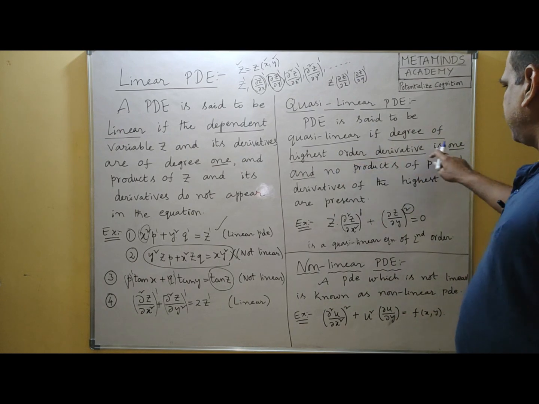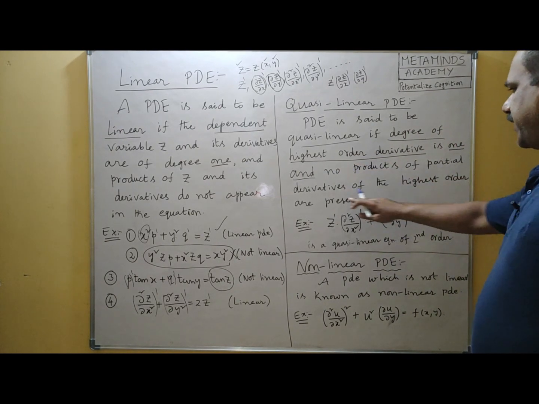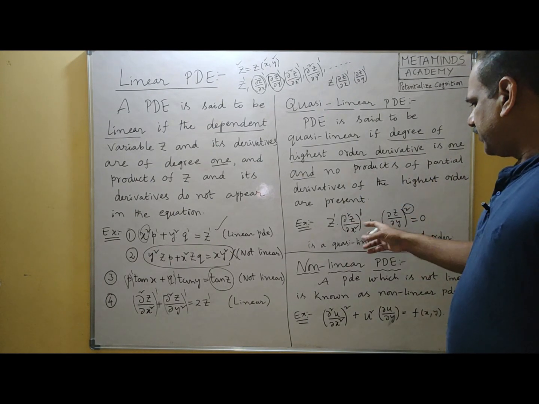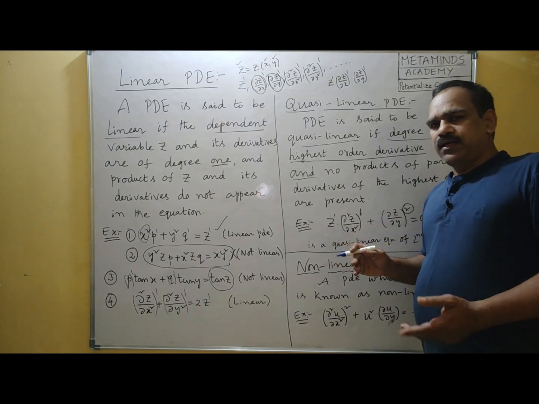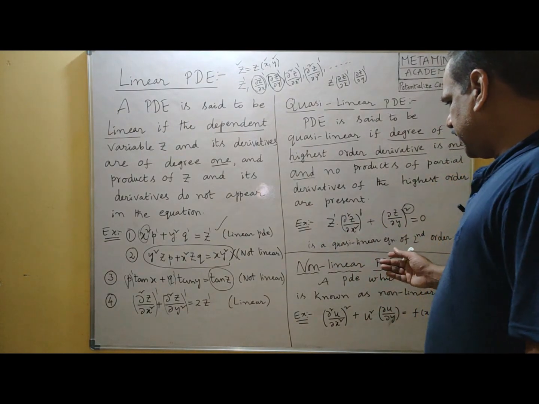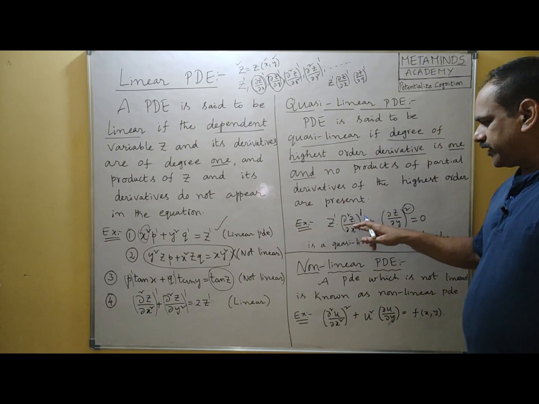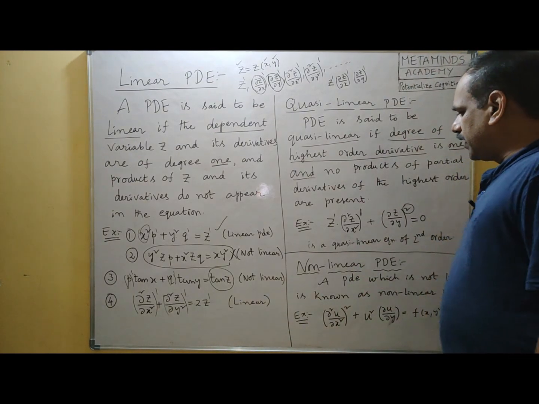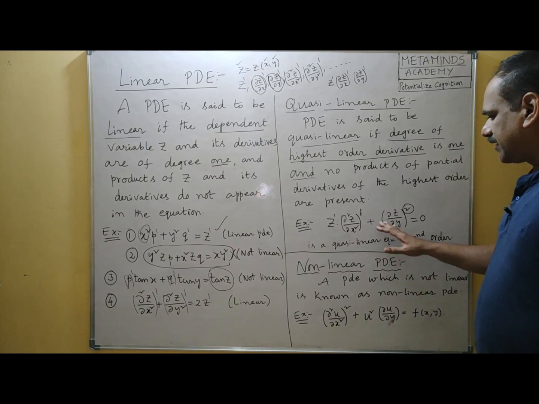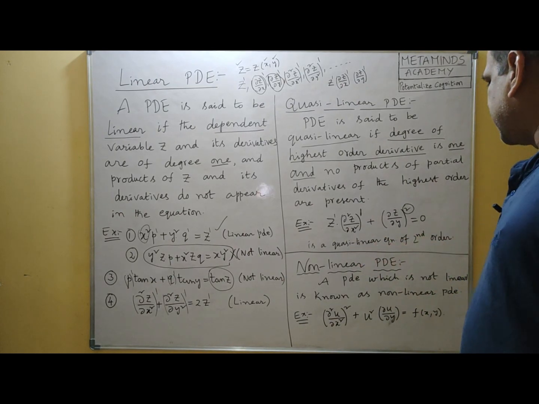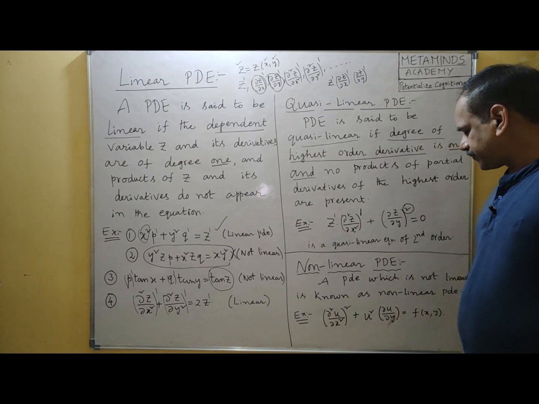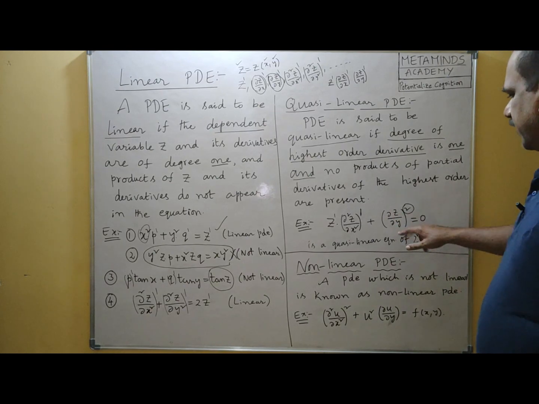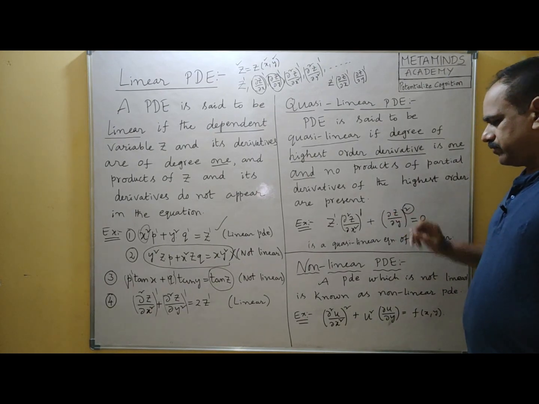If the degree of the highest order derivative is 1 and no products of partial derivatives of the highest order are present, right? You do not find any products of highest order derivatives, like ∂²z/∂x² into ∂²z/∂y². That kind of product of highest order derivatives is not present in this equation. Therefore, this is considered to be a quasi-linear partial differential equation of second order. That means you are allowed to have degree more than 1 for lower order derivatives.